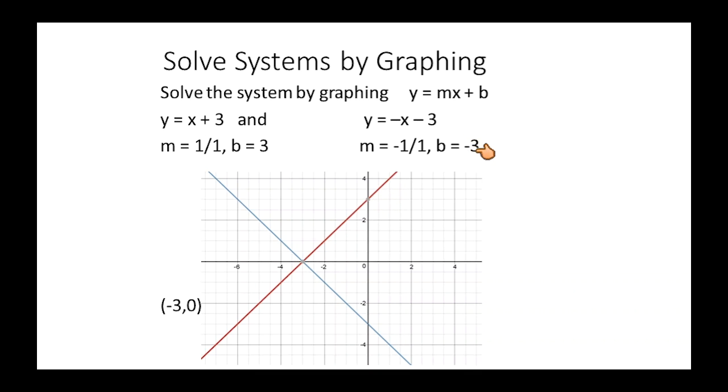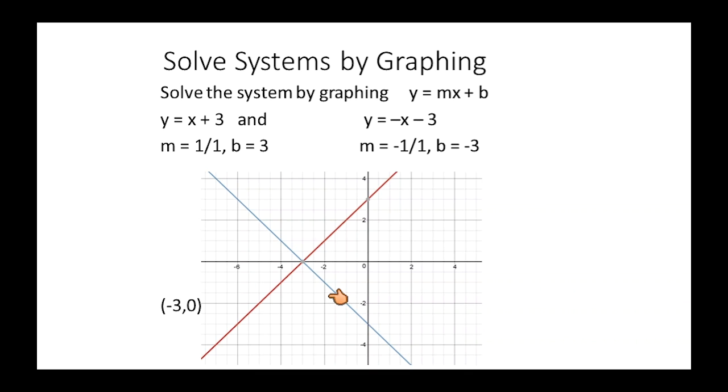For our second equation, our b is negative 3. So we go down to the y-axis to negative 3 and plot that point. Our slope is negative 1 over 1. So we're going to go down 1 and then still to the right 1. That's our second point. Connect those two, and this is our line.